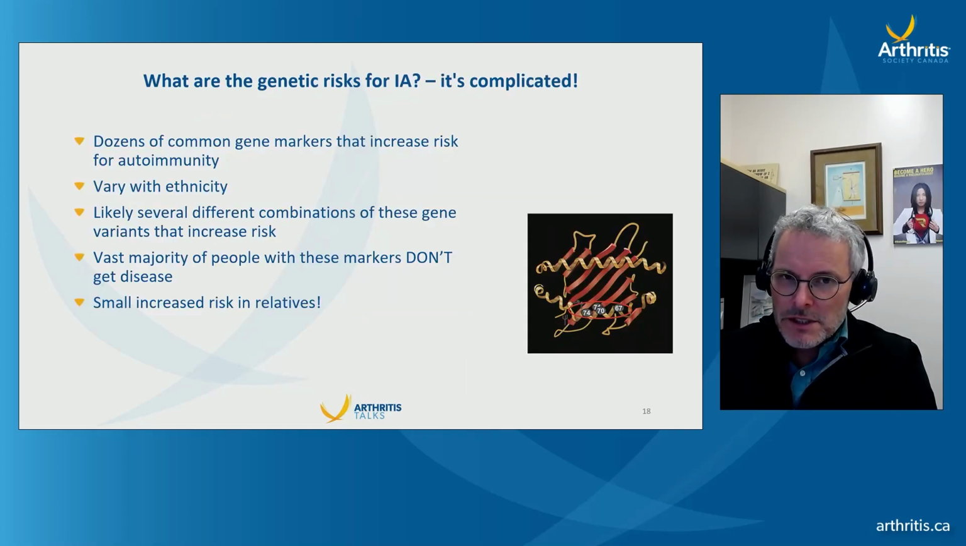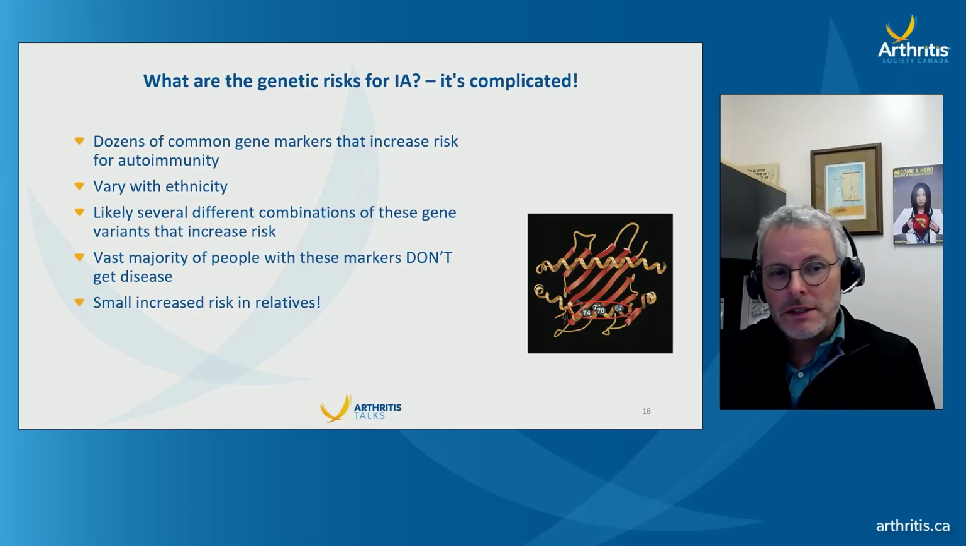So what are the genetic risks? It's complicated. It's really, really tricky. It's not like, got brown hair and blue eyes and I got it from my parents. There are dozens of common gene markers that increase your risk for autoimmunity. And depending on what ethnic group you belong to, it may be different ones that put you at risk in that group. And it may be different combinations of the gene variants between different people, even within that group, that increase the risk. So it's very common.